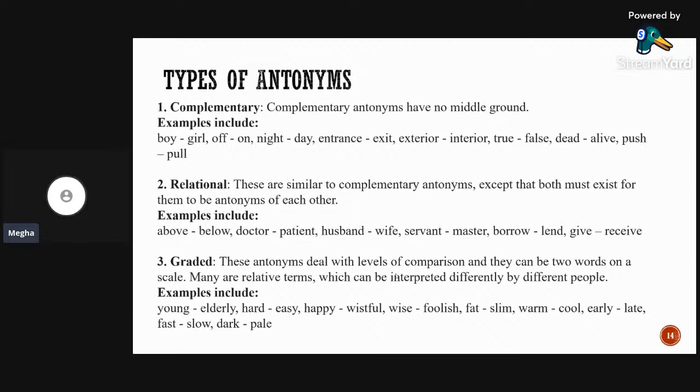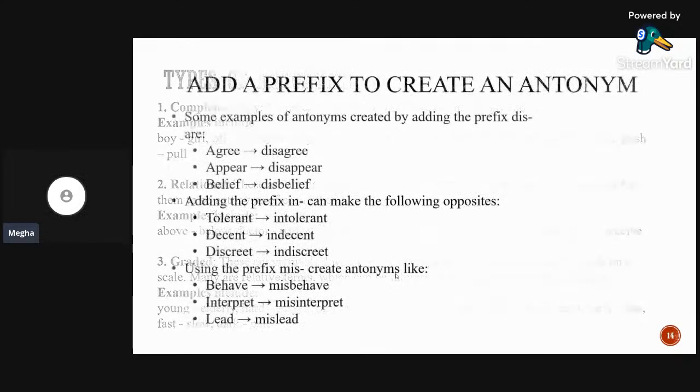Okay, graded. These antonyms deal with levels of comparison, and there can be two words on a scale. Many are relative terms which can be interpreted differently by different people. For example, young, elderly, hard, easy, happy, wistful, wise, foolish, fat, slim, warm, cool, early, late, fast, slow, dark, pale. So that is graded, with levels of comparison. So comparison comes into the picture. Okay, those are the three types of antonyms we have.